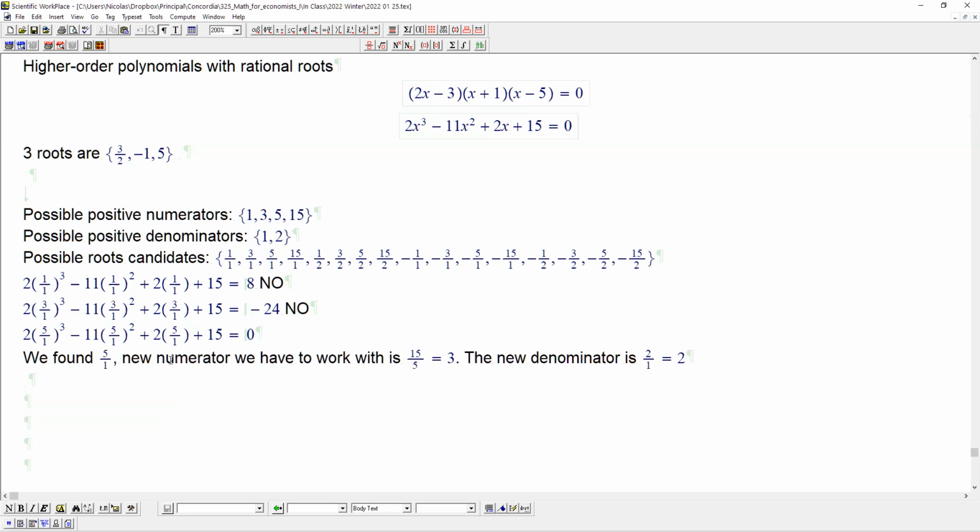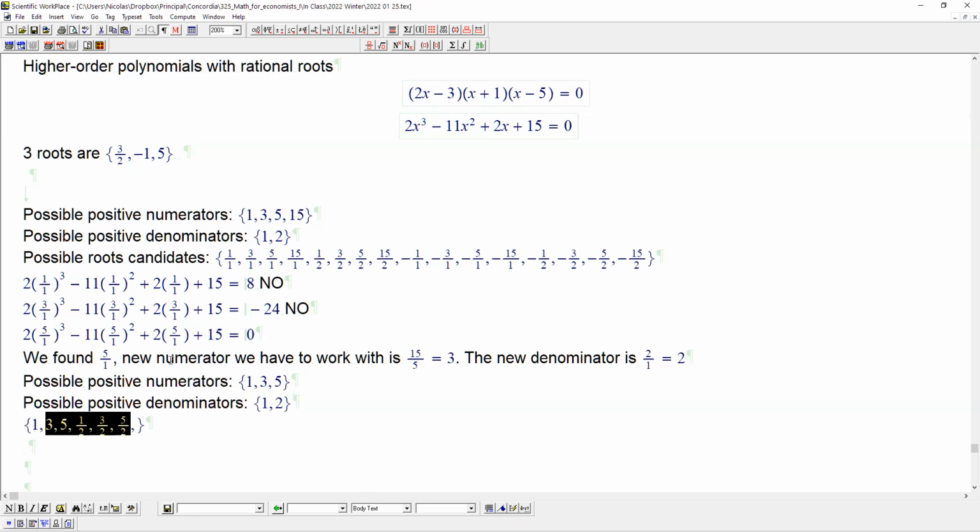So we do the same thing. Potential numerators, now I have 1, 3, and 5. And here the potential denominators 1 and 2. Then I go ahead and combine all of them. So I'll just not divide by 1 this time. 1, 3, 5, and then 1 over 2, and 3 over 2, and 5 over 2.